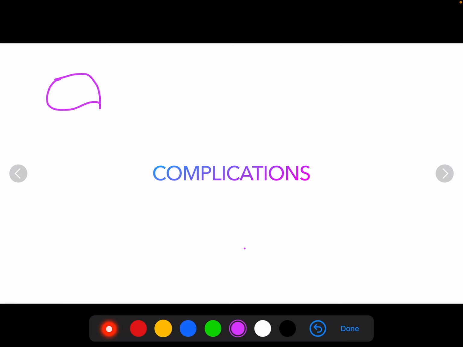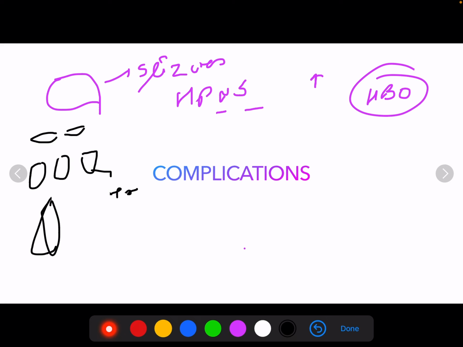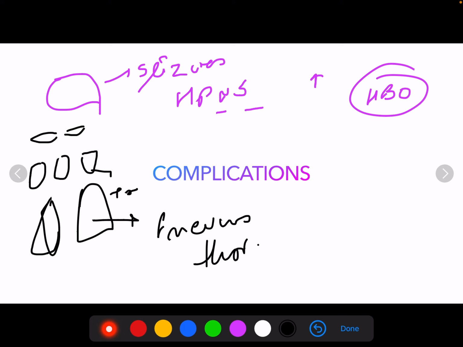Next we'll be learning about the complications. For complications on the brain, seizures will be seen. Also HPNS, the high pressure nervous syndrome, will be seen. Next, visual changes will be seen because of the hyper oxygenated environment. Next comes the sinus area, increased pressure will be there, so tooth pain or sinusitis can be seen. And for the lungs, pneumothorax will be seen as a complication.